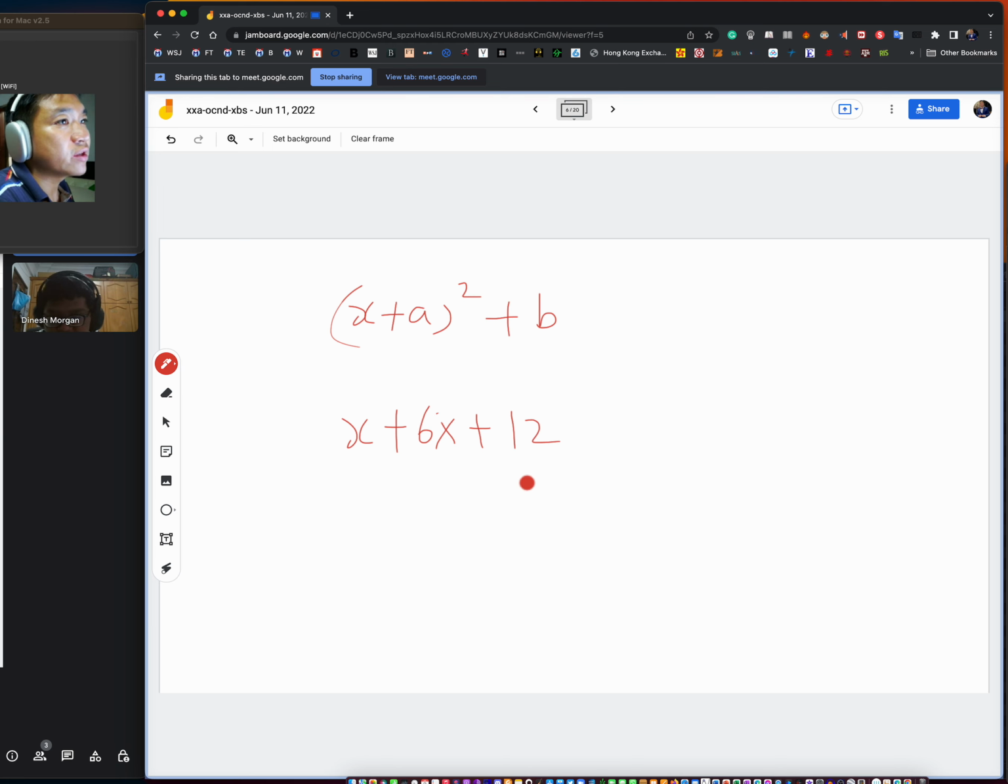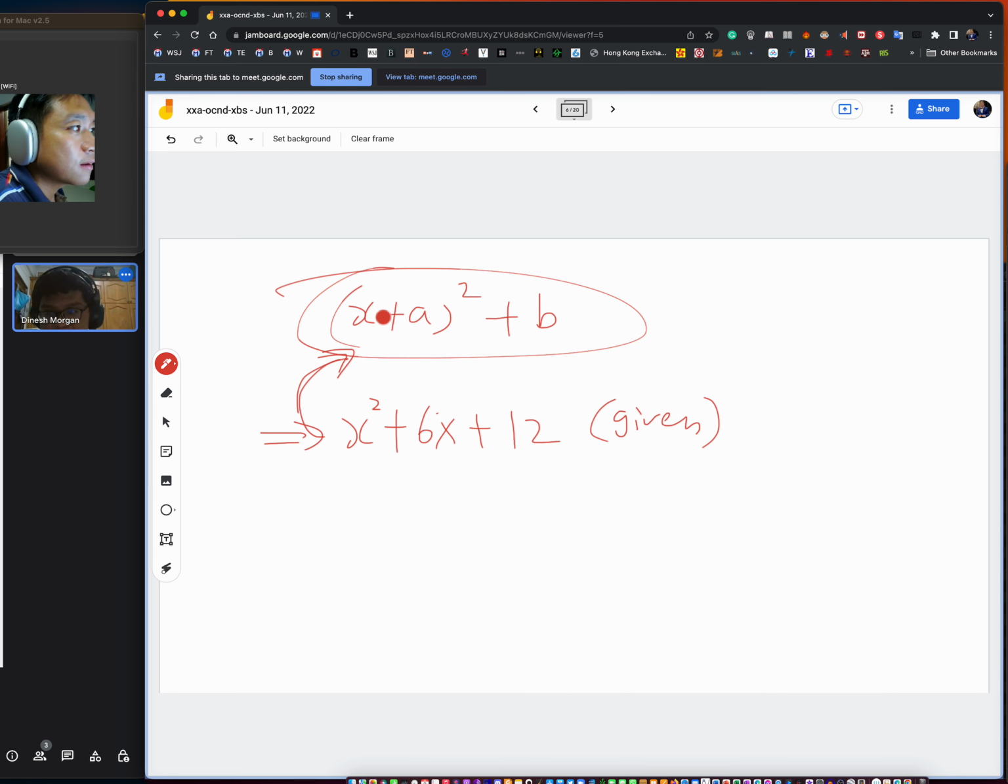Okay, let's say you are given this, and you are asked to express it in this format. You know it's about completing the square. Slide 6. So you are given this, and you are asked to express it in this format. What they are asking you to do is actually completing the square.